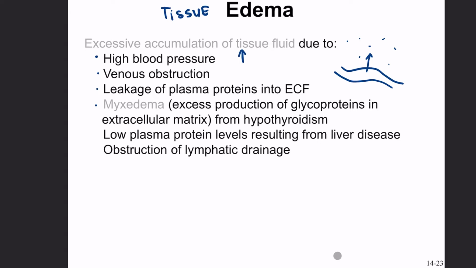Myxedema, which is similar to the leakage of plasma proteins, is going to cause more proteins in the extracellular fluid. Low plasma protein levels, which similar to these two, is going to favor a higher colloid osmotic pressure into the interstitial fluid, or obstruction of lymphatic drainage. And I'll show you an image of this.